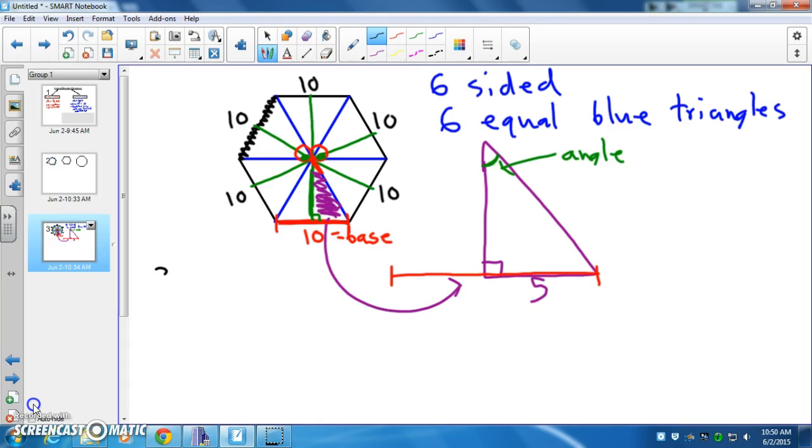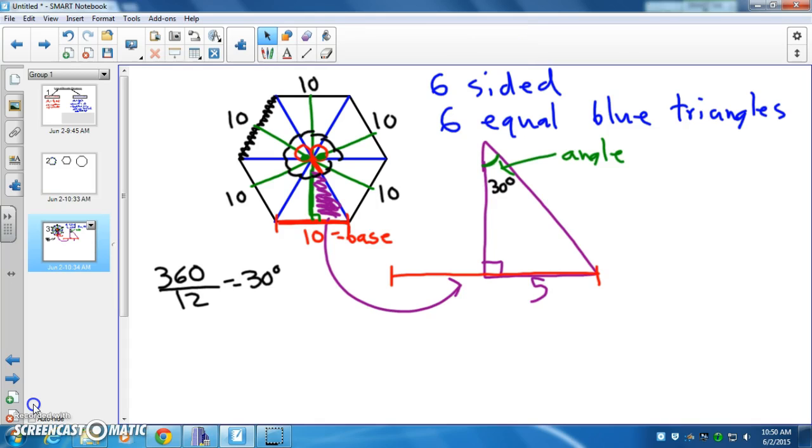And so what you can do is 360 degrees divided by 12 equals 30 degrees. That means every little swoop right here, there are 12 of them, and each one is worth 30 degrees, which gives me a 30 degrees right there. That is key because the whole thing that we still need right now is the height of the triangle right there. We need this height.